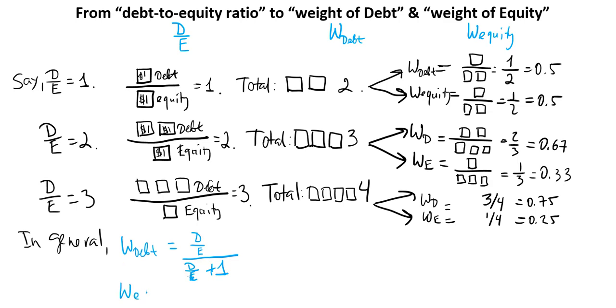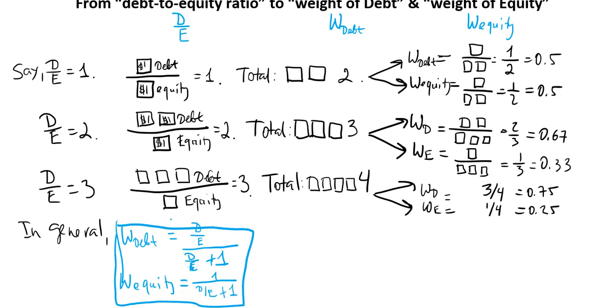And the weight of equity is what's left. So you can do 1 minus the weight of debt, or if you look at our pattern here, it's always 1 on top. 1, 1, and 1. 1 divided by what? The same number you used on the bottom of your weight for debt, which is debt to equity ratio plus 1, right? So this is how we would be finding the two weights more generally, right?